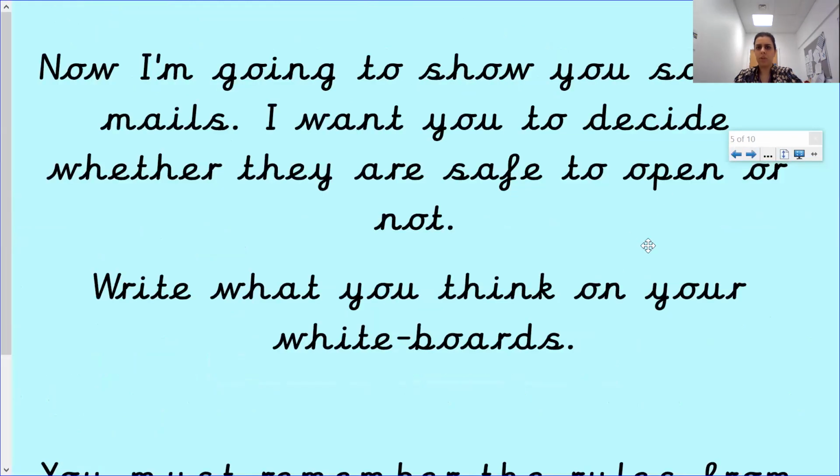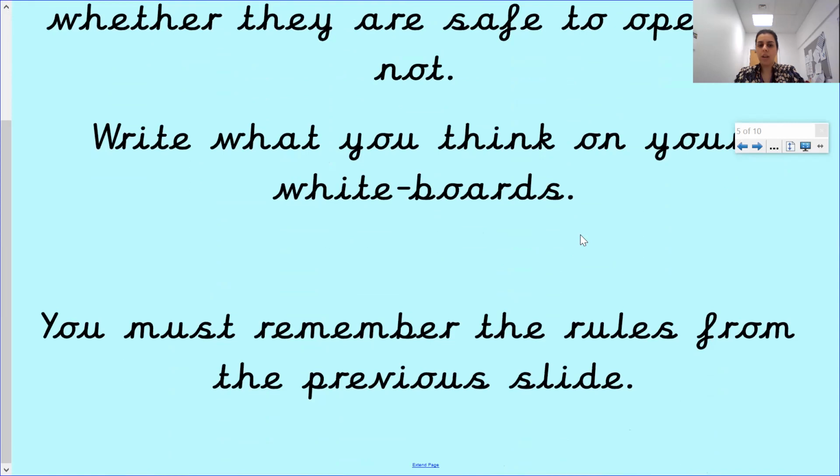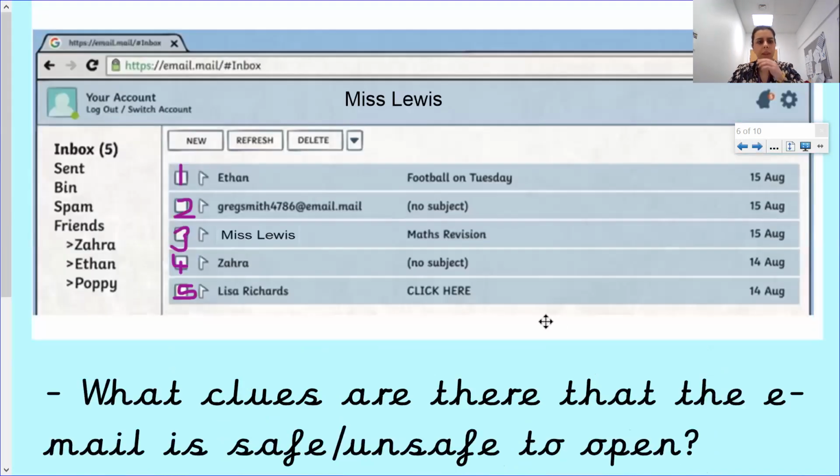So I'm going to show you some emails, and I want you to decide whether they're safe to open or not. And I'd like you to write down your answer on a whiteboard or on a scrap piece of paper, what one you think, if you think you should open them or you shouldn't. Try to remember the rules that I've just gone through in the previous slide. So do you recognize the name of the person? Does the subject look normal? Is there a subject? Do you recognize the email address at all? Let's have a look.